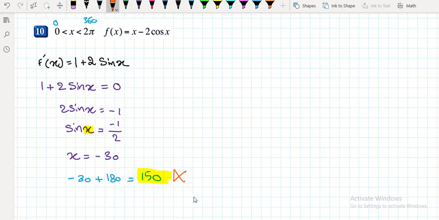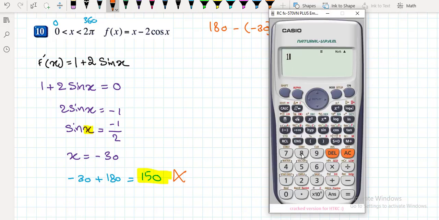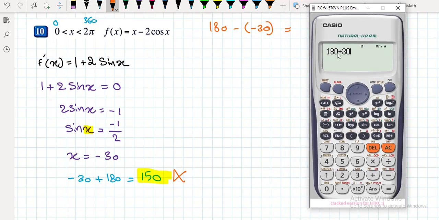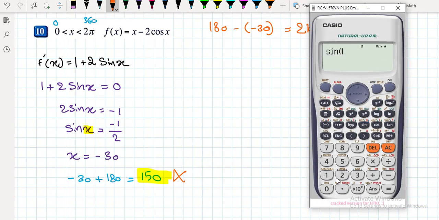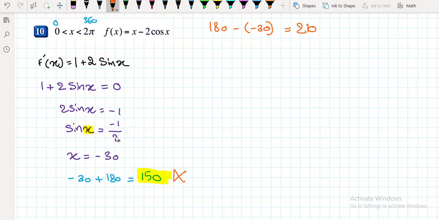Another attempt to find the other possible answer is 180 minus negative 30. This will be plus 180 plus 30. Don't be too creative in the exam. Just use the calculator and play it safe. 210. I know you are too smart, but the exam anxiety can ruin that. 180 minus negative 30 is 210. Checking again, sine 210 is equal to negative 1 over 2, negative 0.5. That is what I need.